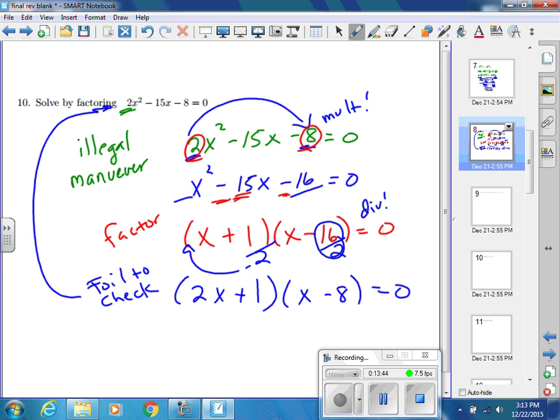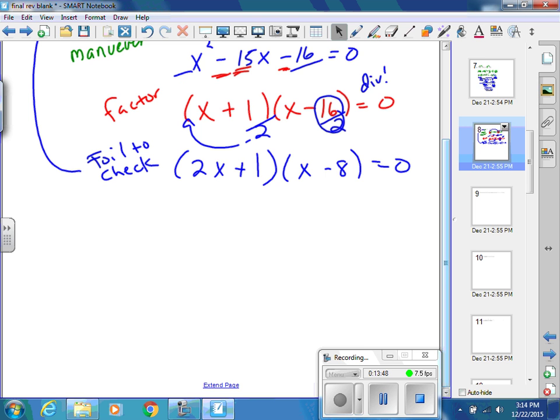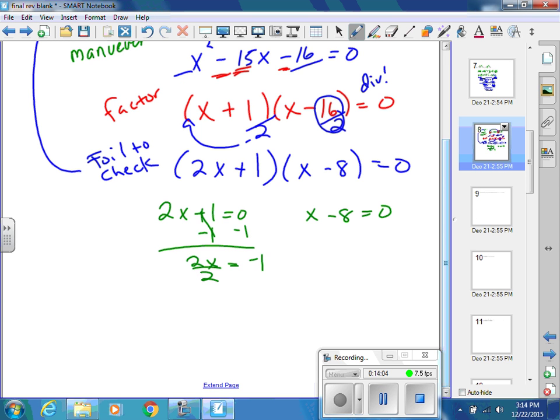Okay? Now, because this is a solve by factoring, most of the time we'd be done otherwise. Since it's a solve by factoring, I need to solve for this. So I take the 2x plus 1, we've already done a solving by factoring, and the x minus 8 equals 0. And now I just solve for x. Minus 1, minus 1. I get 2x is equal to negative 1. Divide by the 2. And I'm left with x is equal to negative 1/2.